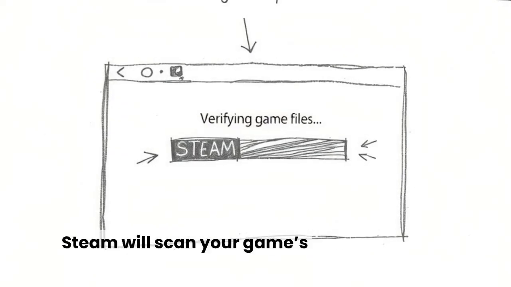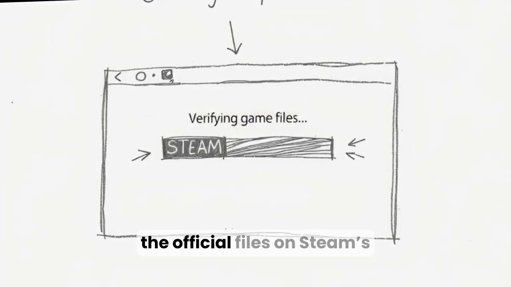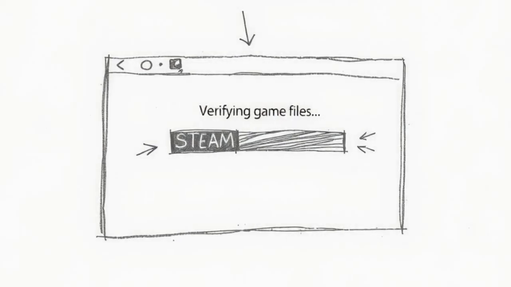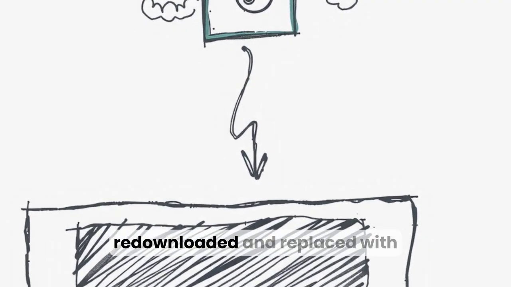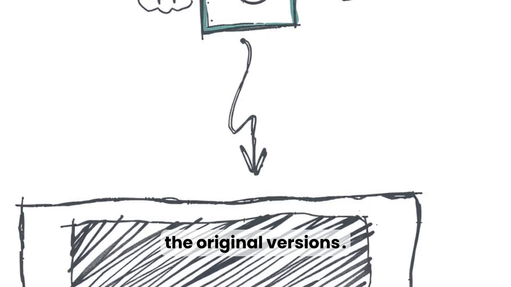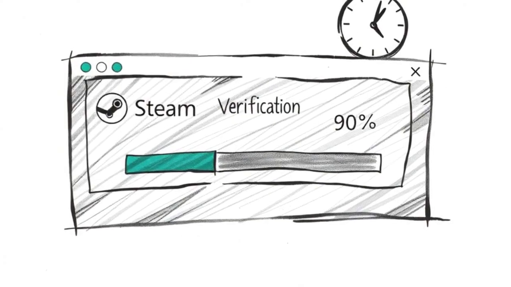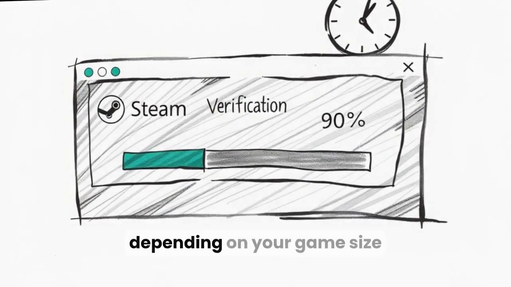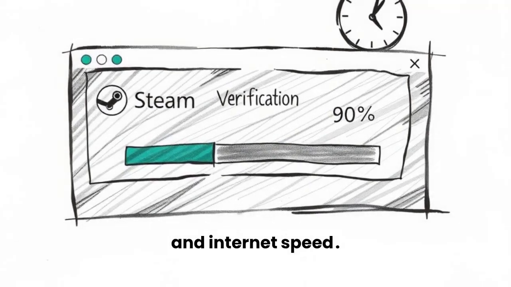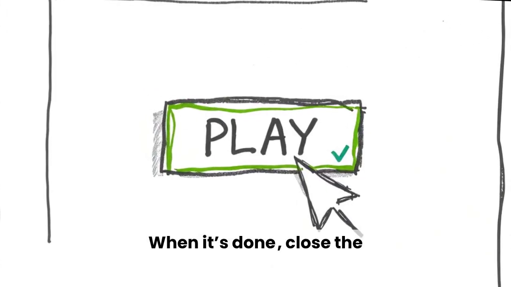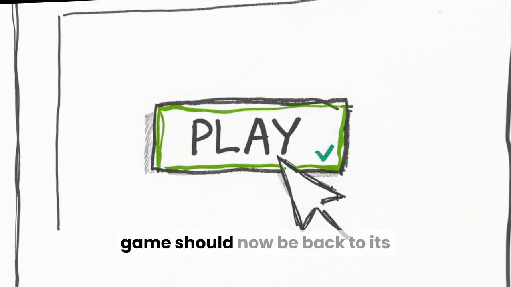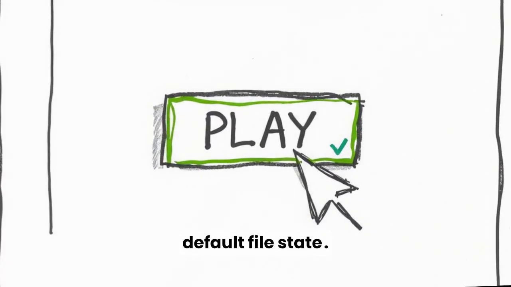Steam will scan your game's folders and compare them to the official files on Steam servers. Any missing or changed files, including many mods, will be re-downloaded and replaced with the original versions. Let the process finish. This might take a few minutes, depending on your game size and internet speed. When it's done, close the window, hit play, and your game should now be back to its default file state.